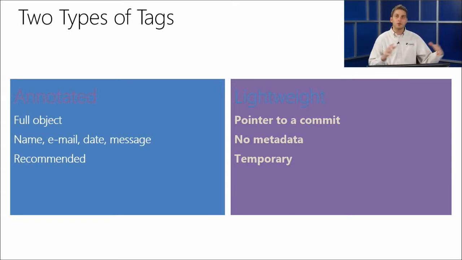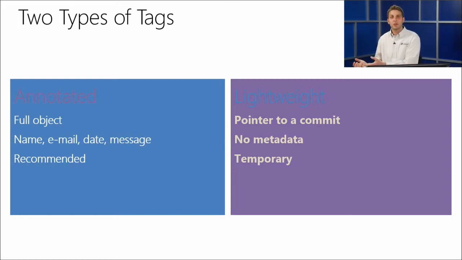But annotated is a full object, right? It's just like a commit. It has name, email, date, what the message is. And this is kind of the recommended way, right? This is where we want to tag a specific commit and say this is version 1, right?